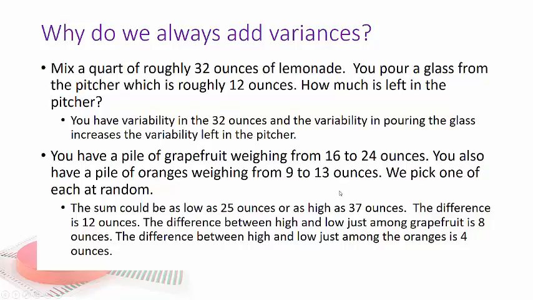Well, what if I go back and subtract? Let's say I take the biggest difference, 24 minus 9, and the smallest, 16 minus 13. See how that variation is increasing? 16 minus 13 is 3. 24 minus 9 is roughly 15. 3 to 15, that's roughly a 12-ounce difference. Kind of the same as we got when we added them. So always add your variances. Don't subtract them when we are combining random variables, even if the random variables are being subtracted.